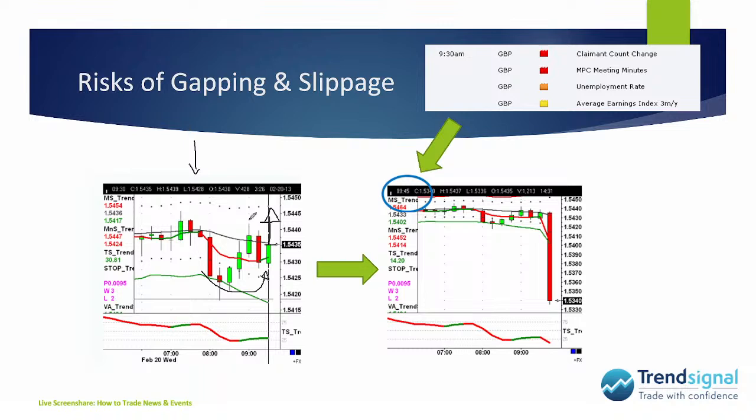Now, at 9:30 on that particular day, we had some important economic data being announced. We had in the UK claimant count change, so that's for unemployment data, but more importantly, we had the meeting minutes for the Monetary Policy Committee. This is to do with the interest rate setting body in the UK. So they're releasing the information that they were discussing in their last meeting. That's massively important for the pound and for the FTSE 100.